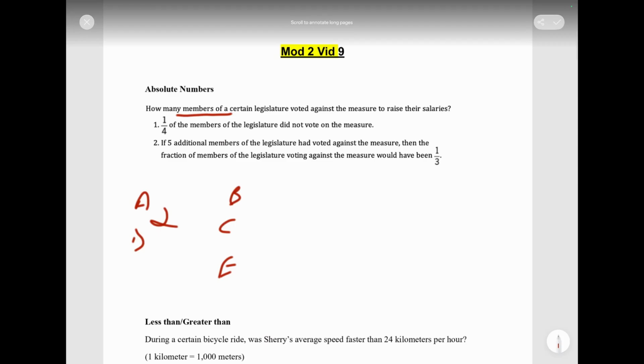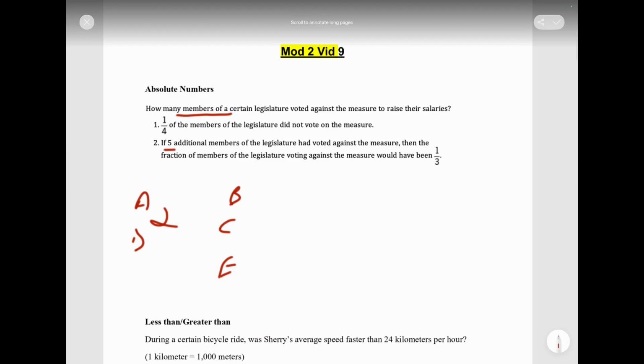Second statement says if 5 additional members of the legislature had voted against the measure, then the fraction of members of the legislature voting against the measure would have been 1/3. I'll say it at least sounds complicated, though if I was in a hurry, I would have marked E for this question and moved on, because I need an absolute number which is not there. This 5 most likely will not be of much use. But now, since we have time, let me do it slowly for you.